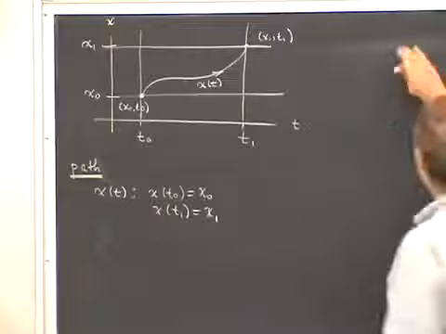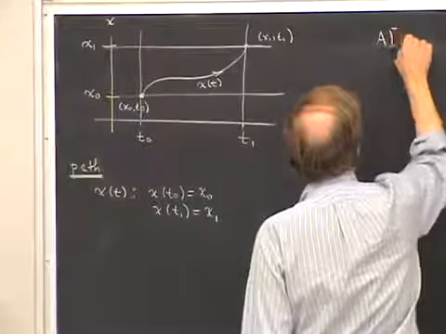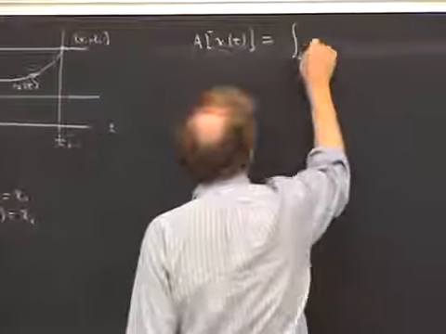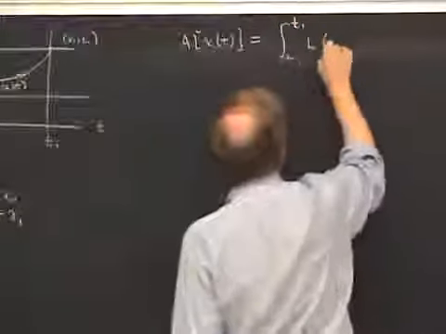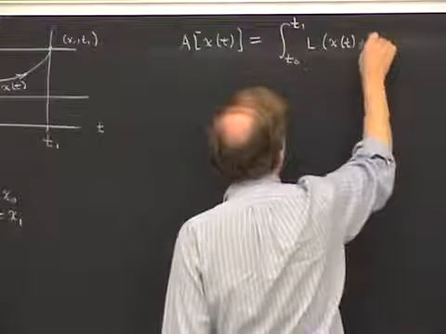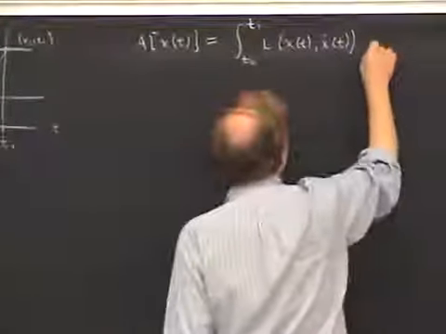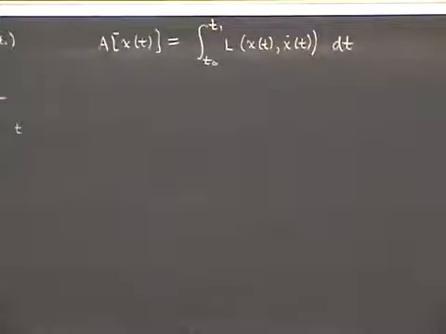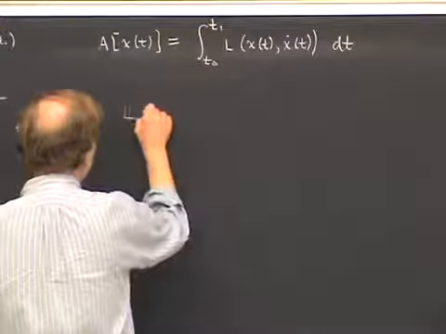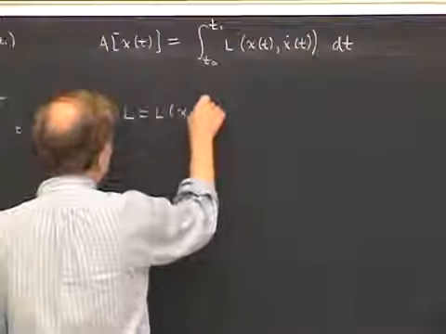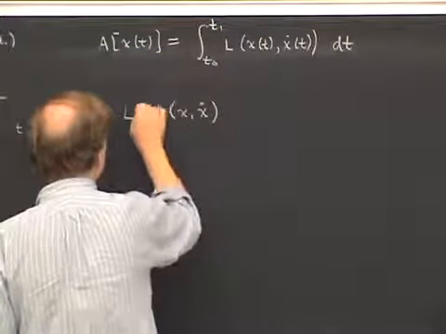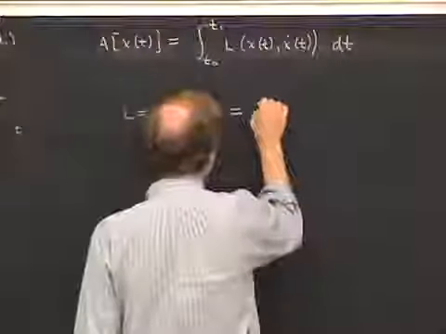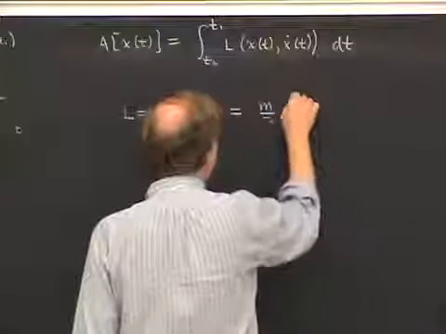Now, for each one of these paths, we define a functional, a number. It's called the action functional. It's defined as an integral from t0 to t1 of the Lagrangian function evaluated on the path, x of t, x dot of t, dt. It's an integral over time of the Lagrangian taken along the path. The Lagrangian is an ordinary function of x and x dot. It may also depend on time, but for simplicity, let's just say x and x dot. And in the problems we're interested in, this is m over 2 x dot squared minus V of x.